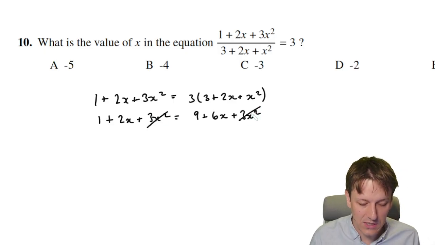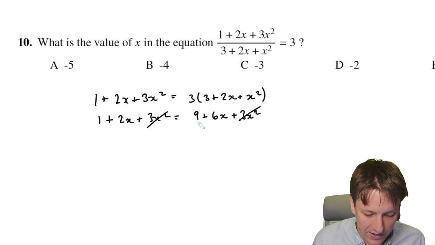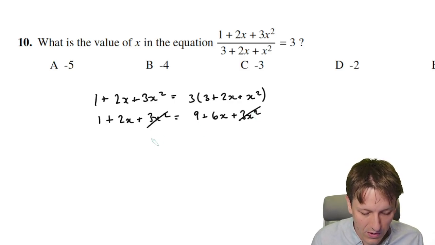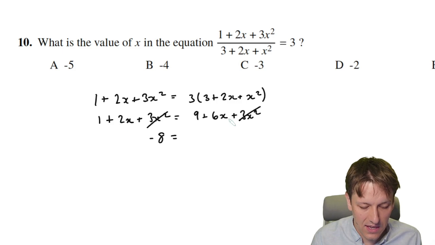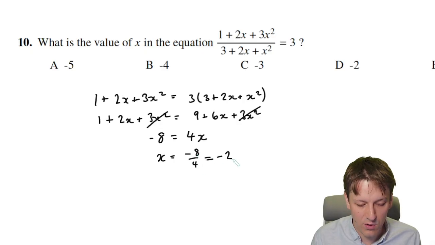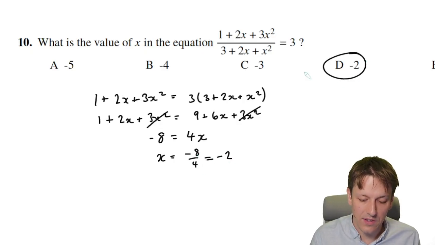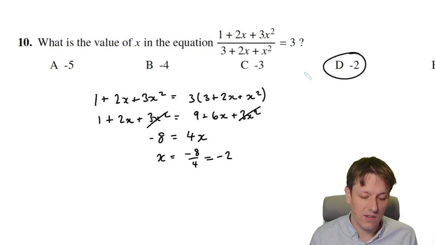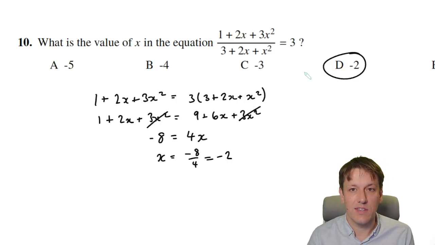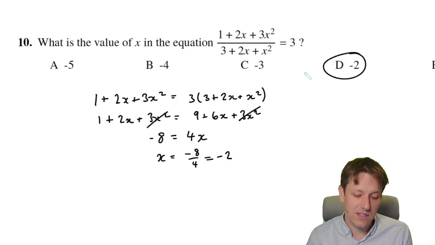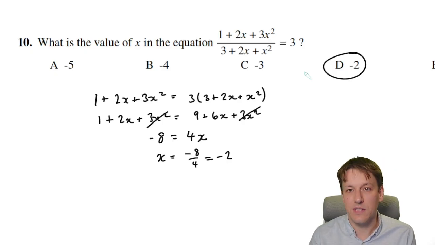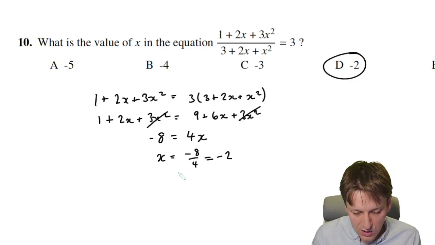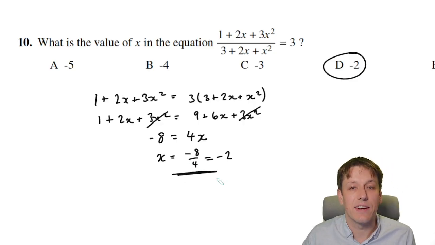The 3x squareds we can subtract from both sides here, and then if I subtract 9 from both sides, I get minus 8 here, and subtract 2x from both sides, and that gives me 4x. So I get x equals minus 8 divided by 4, which is minus 2, and the answer here is D, minus 2. And we can, if you want, double check the answer by substituting it back in at the end if you're worried about any of the steps. But again, we've got a multiple choice answer here. That must be the correct solution, and we can really leave it at that for the challenge.